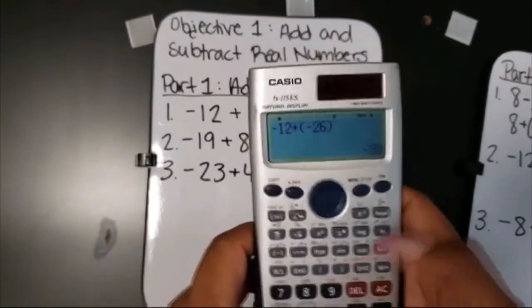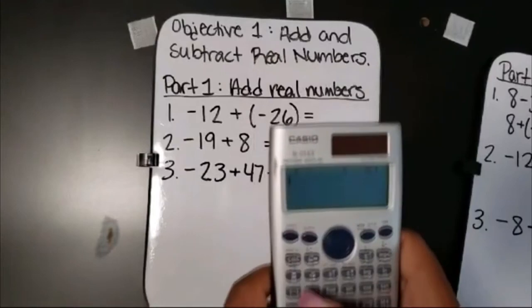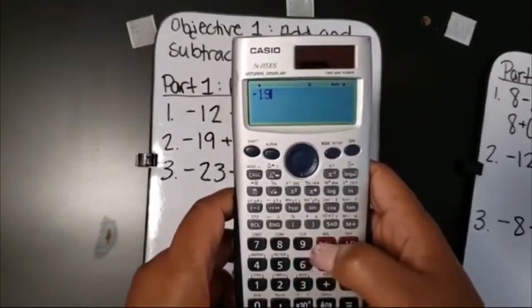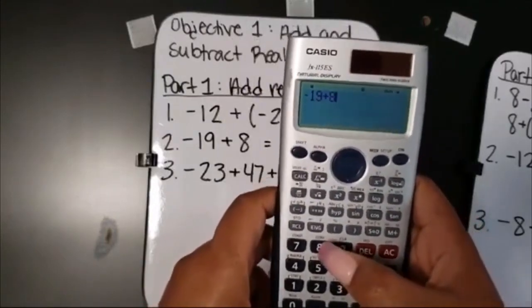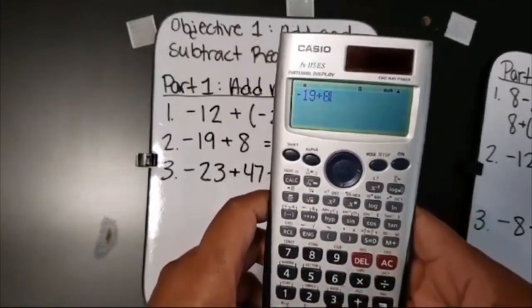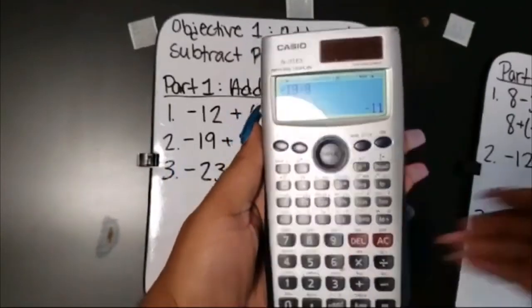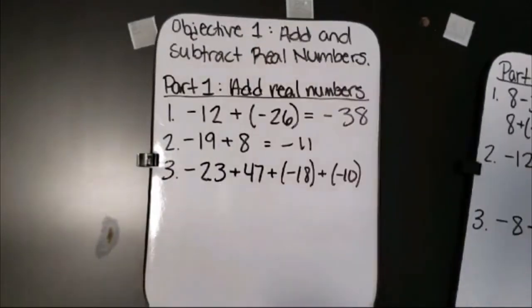So for number 2, we got negative 19 plus 8. And if you guys said negative 11, you got it correct. So those were pretty simple. Let's look at number 3.